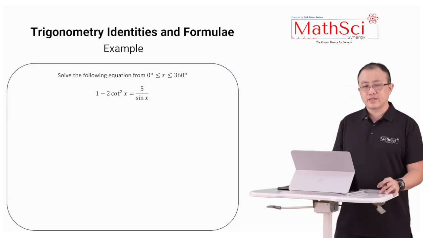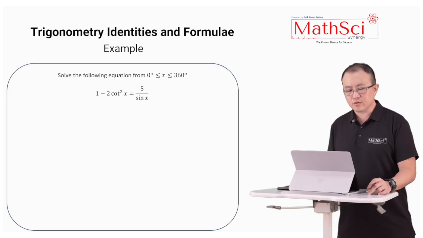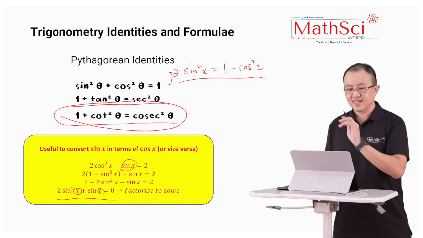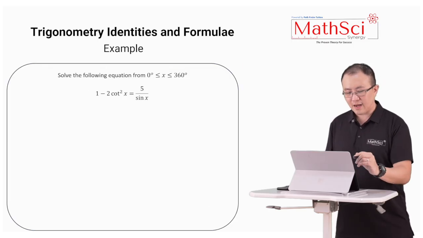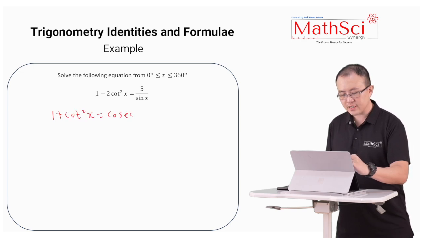Okay, let's look at this question now. You are asked to solve the following equation: 1 minus 2 cotangent square x equals 5 over sine x. So how do we do that? Going back to the previous page, I think probably we need to use this. Possibly, right, let's try. So I'm going to use 1 plus cotangent square x equals cosecant square x.